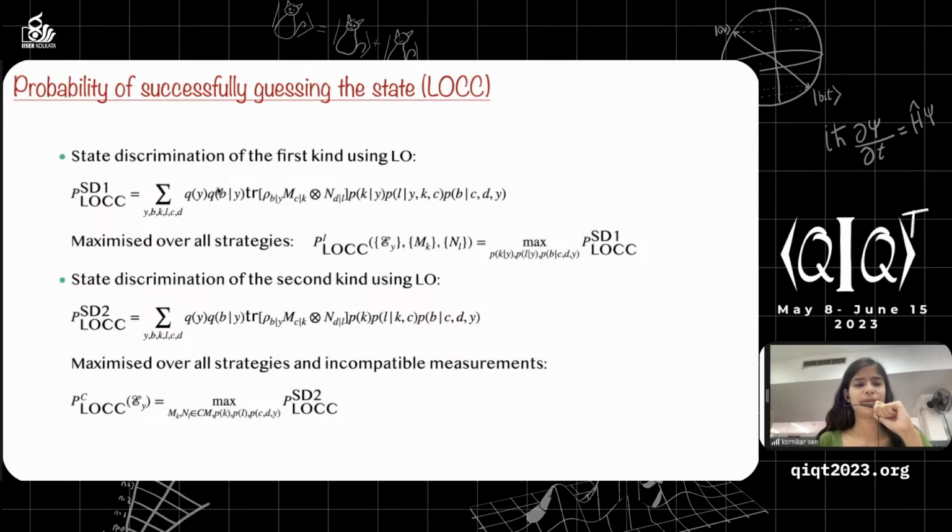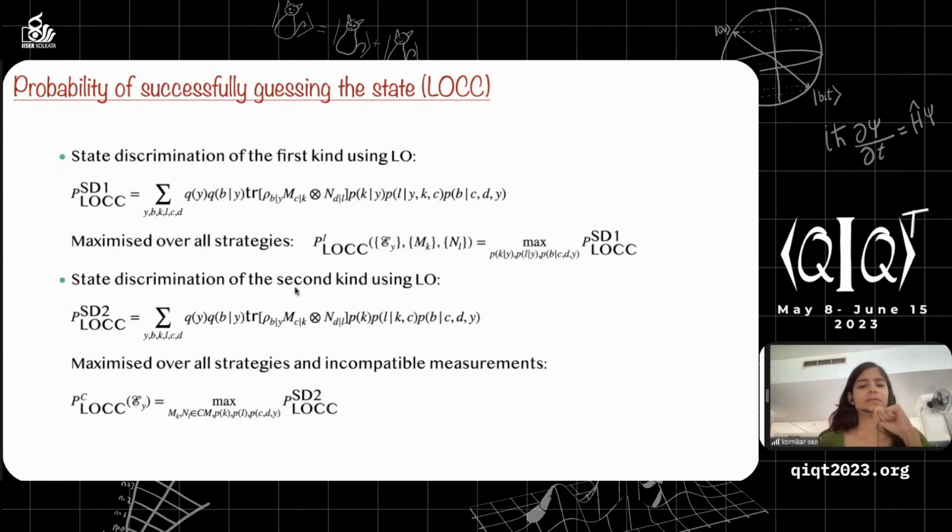So here everything is the same in the expression, but the difference is Bob 2 chooses his measurement depending on the measurement of Bob 1 and the output of that measurement. That is, this probability depends not only on the information of Y, but also on K and C. This is for state discrimination of the first kind. So again, you can maximize it over all strategies to get the maximum probability of guessing the states using local operation plus one-way classical communication.